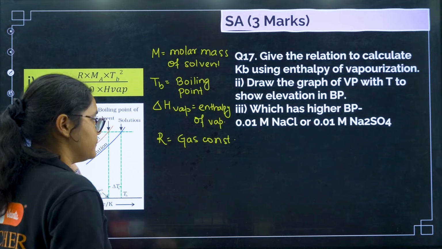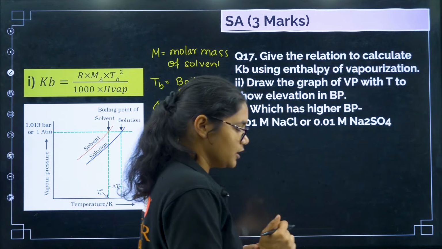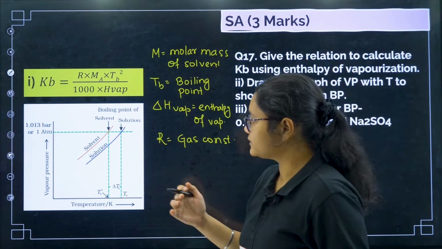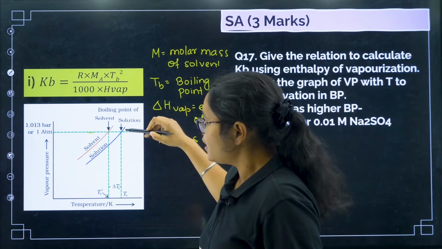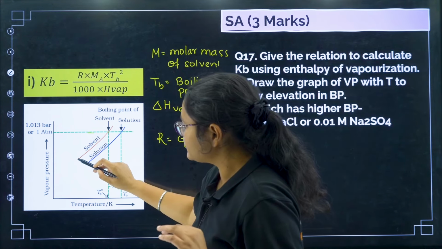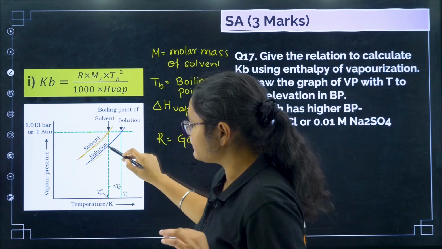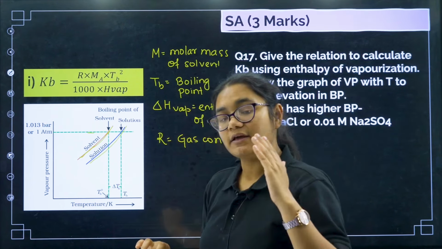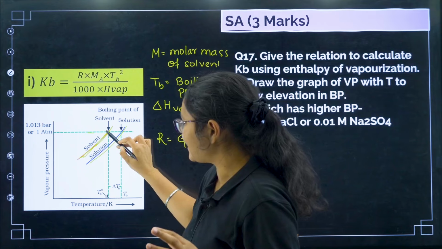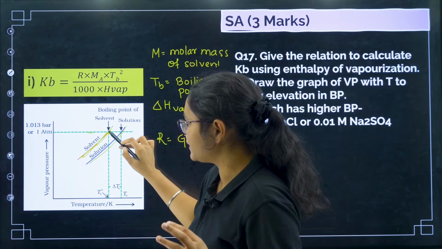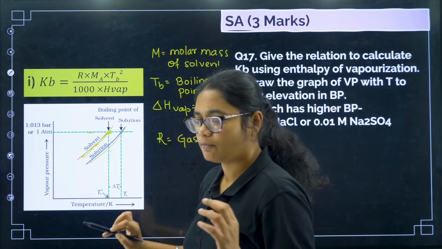Okay. Now see, let us understand this graph. So what happens is, this line is your atmospheric pressure. Now this is the vapor pressure of the solvent, and this is the vapor pressure of the solution. When the vapor pressure of the solvent, or the vapor pressure of anything, matches the atmospheric pressure, at that time we get the boiling point.